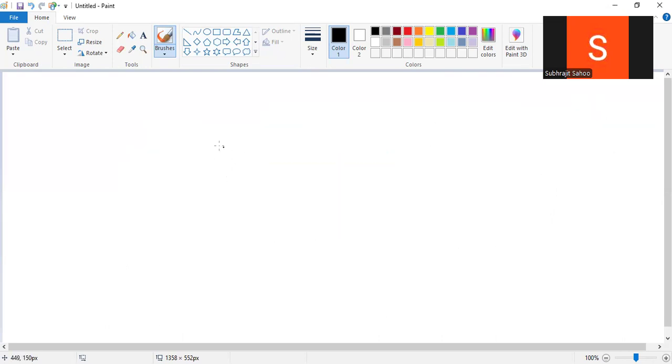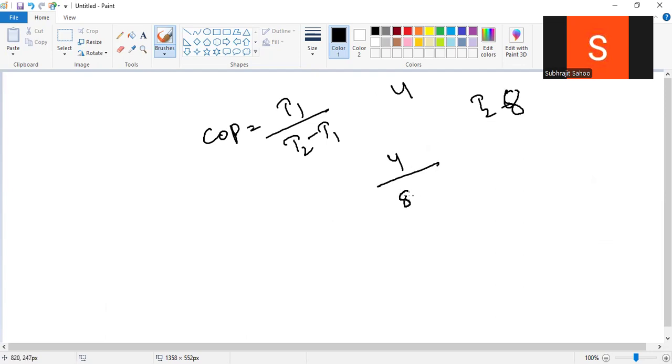Sir, the expression is COP equals T1 divided by T2 minus T1. Right? Sir, T1 suppose 4, T2 suppose right now 6, or suppose 8. Suppose you take 8. Then what is the COP, sir? 4 by 8 minus 4. COP is 1.